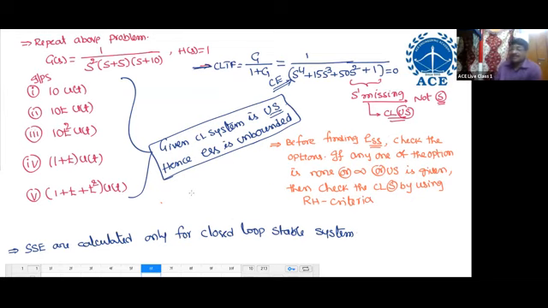In case of a fill in the blank question, you directly calculate the steady state error, because in a fill in the blank you cannot enter infinity or none; you have to enter only a value. So a fill in the blank question will compulsorily be given with a stable system only. Okay, so next.